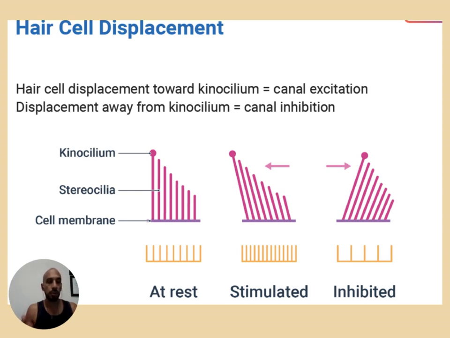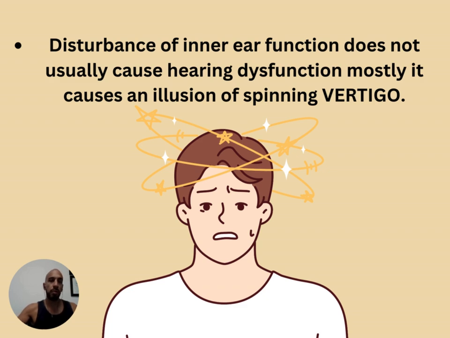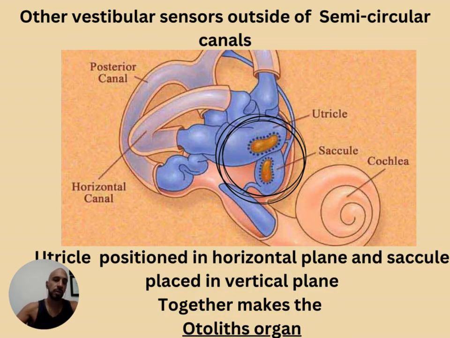And this way you don't lose balance and you can still look at your surroundings and you can detect the head movement, but you don't lose balance. So at rest, you can see the kinocilium is aligned straight. It's stimulated when the hair cells move towards the kinocilium, and it's inhibited when the kinocilium moves towards the hair cells. Okay, so moving on. So disturbance of inner ear function does not.